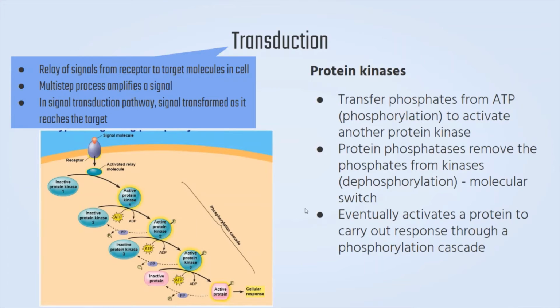So one example of transduction is a protein kinase. And remember that a kinase is something that transfers a phosphate group from ATP. But in this case, it's going to activate another protein kinase through phosphorylation. Then, protein phosphatases will remove the phosphate groups from the kinases through dephosphorylation. And this is basically like a molecular switch. And eventually, a protein will be activated in order to carry a response through phosphorylation cascade.